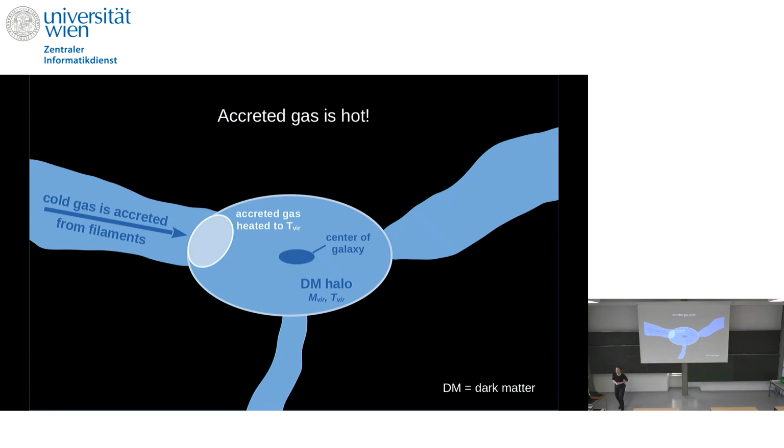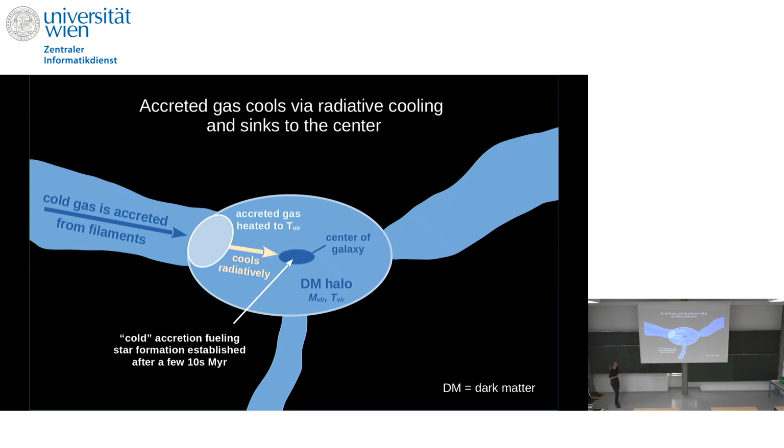Yes, just via gravity. There's no interaction otherwise. And the way this happens is basically it cools radiatively and slowly then drops or falls onto the center. And so this cold accretion, as we refer to it, is established after a few tens of million years. And then you basically have this cool gas with which you can start to form stars in a galaxy.